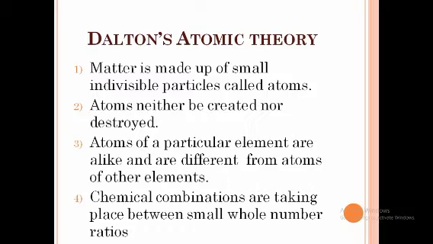He put forward the following theories describing the nature of matter. Number one, he said matter is made up of small indivisible particles called atoms, and atoms can neither be created nor destroyed. Number three, he said atoms of a particular element are exactly alike, and they are different from atoms of other elements. And lastly, he said that chemical combinations take place between whole number ratios of atoms.